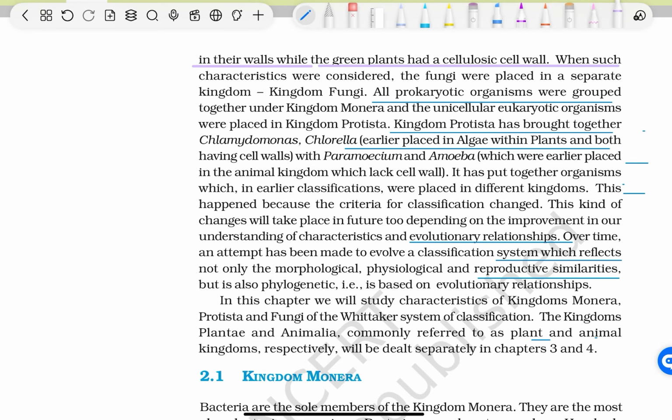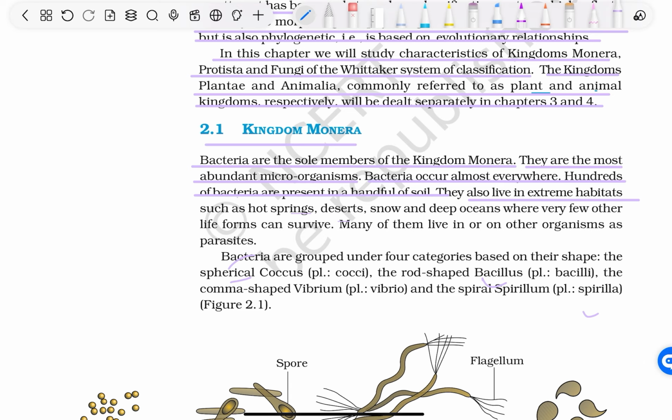Kingdom Monera. Bacteria are the sole members of kingdom Monera. They are the most abundant microorganisms. Bacteria occur almost everywhere. Hundreds of bacteria are present in a handful of soil. They also live in extreme habitats such as hot springs, deserts, snow, and deep oceans, where very few other life forms can survive. Many of them live in or on other organisms as parasites.